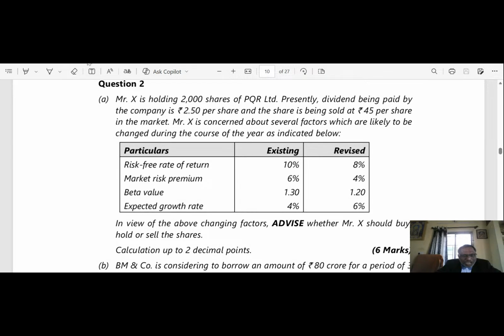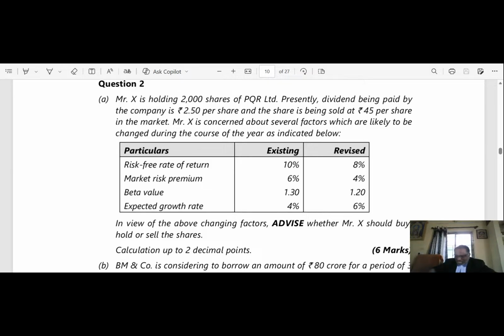Risk-free rate is given, market rate is given, beta given, expected rate given. So the CAPM formula, if you compute: according to the capital asset pricing model, KE is equal to RF plus beta into RM minus RF. That formula you can apply here, and we would like to bring the answer according to the formula.